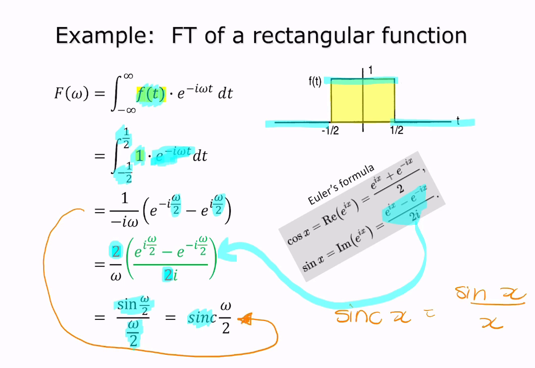Did we have to do that? No, not really. We didn't have to. But if you'd stopped here, you would have no idea how it looked. It's just a strange expression with two exponentials and a complex variable in the denominator. Whereas this, we know what that looks like. It looks like a sinc function. It just happens to be a sinc function in frequency rather than in time.